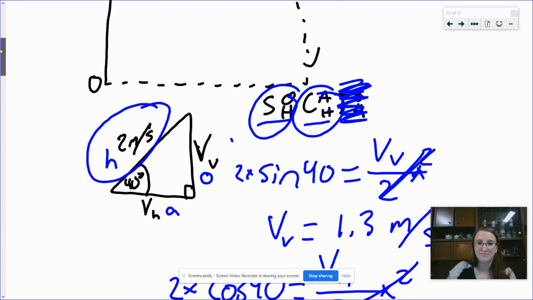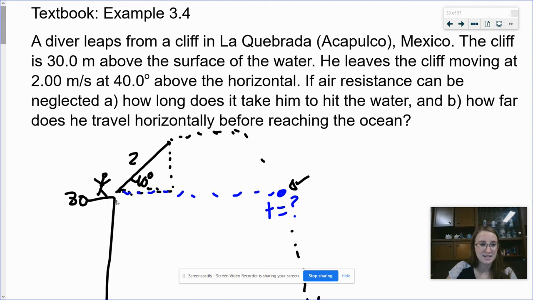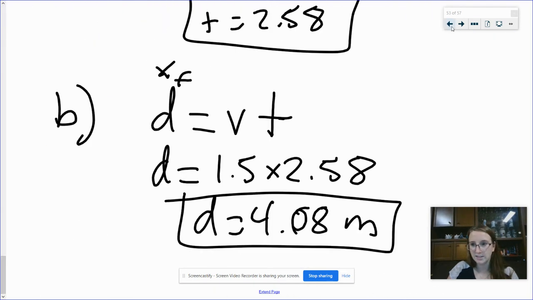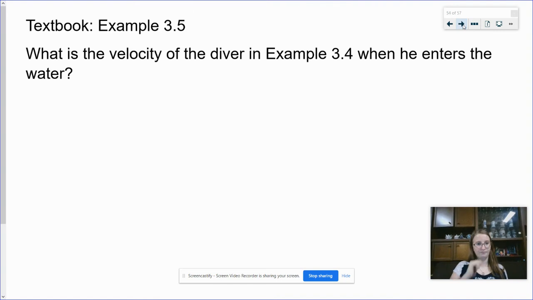And that's it. Not very far out. Yeah, he's coming up and then coming back down. He's actually not going to come that far away from the cliff. That's how far he traveled horizontally before reaching the ocean. Okay, let's go ahead and try the next question. So this is going to go back to this question.